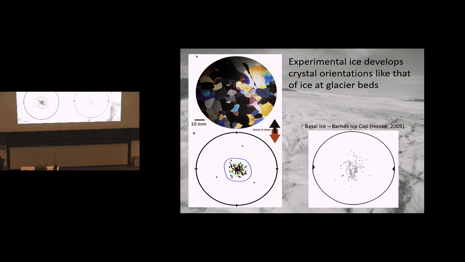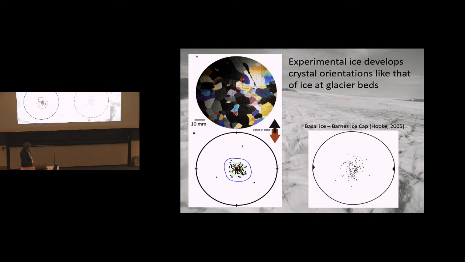Note the crystal size: a lot of these are about 10 millimeters. This is a lot of grain growth that occurs in these experiments as well. Remember the initial grains are about 1 to 2 millimeters. And this is just for comparison. This is some ice sampled from near the bed of the Barnes Ice Cap by my former advisor, Roger Hooke, a long time ago in the 1970s.